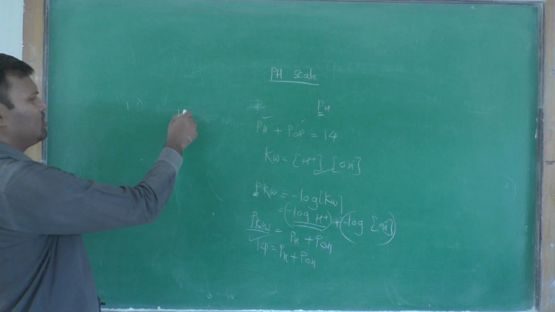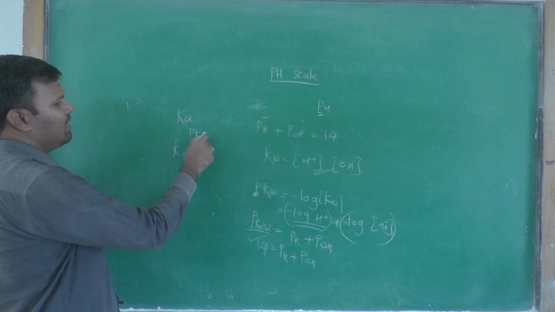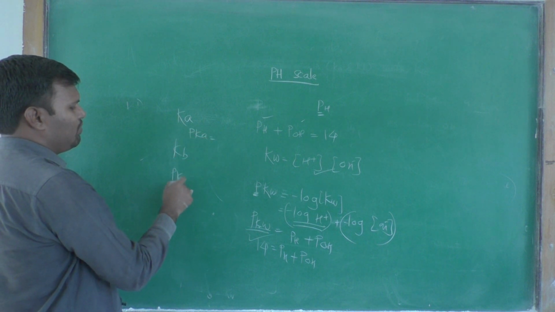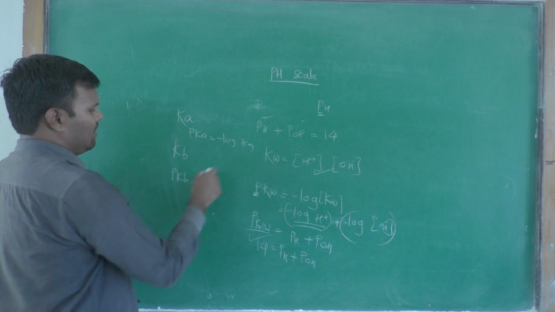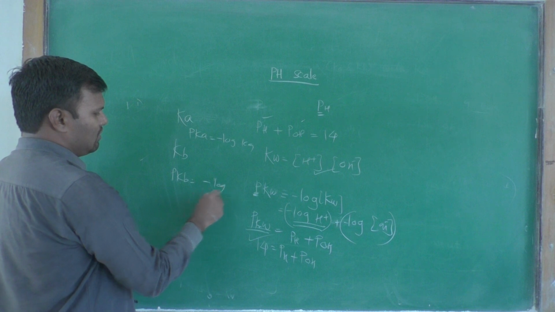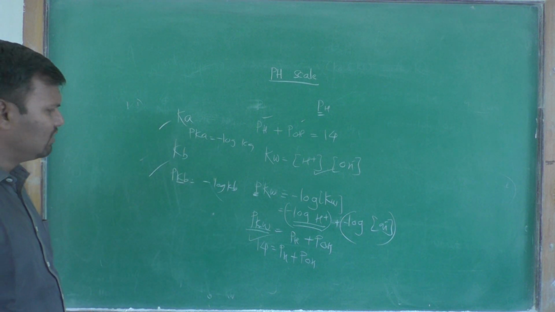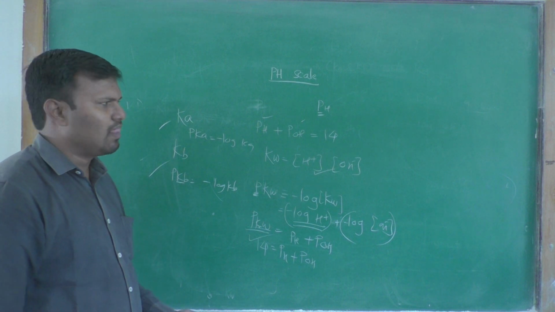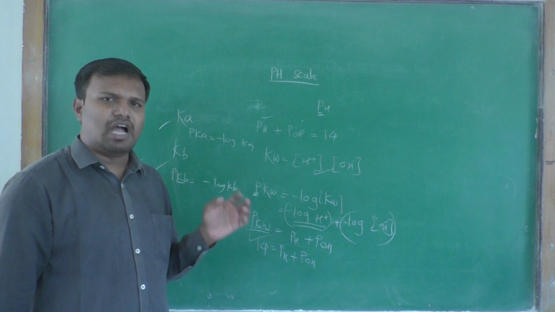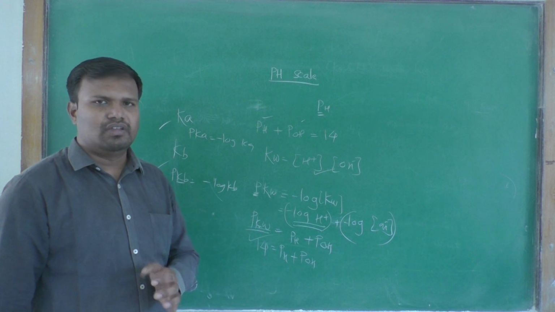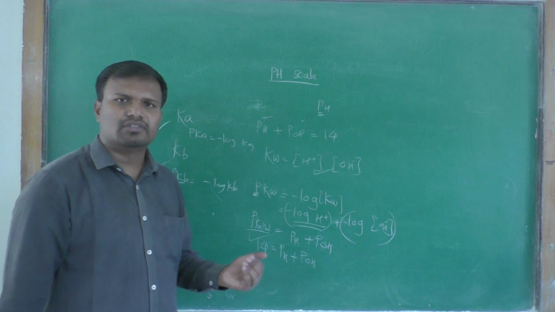Like this, the ionization constants Ka and Kb are also converted into pKa and pKb, which are minus log Ka and minus log Kb. In this way we define the pKa and pKb values. This is all about the ionic product, the relation between ionization constants and the ionic product, and the pH scale. I hope you all get these points. Thank you very much.